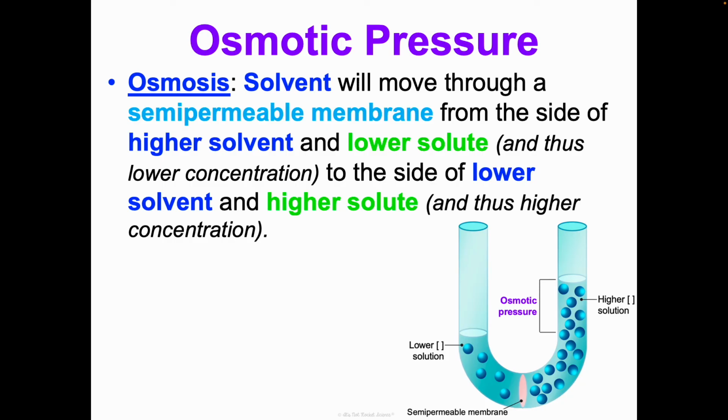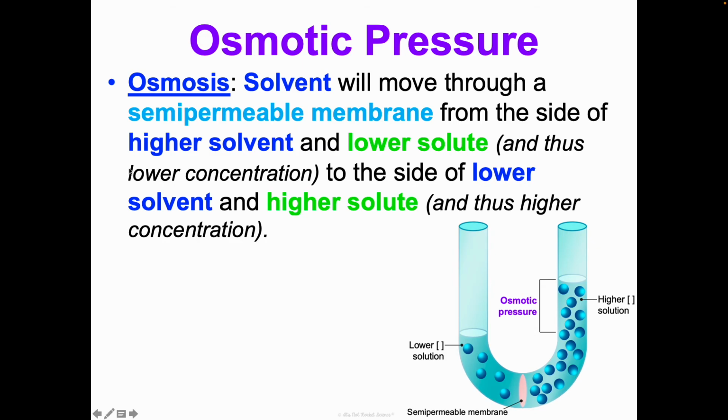Now, osmosis may be a familiar term to you. We talk about this in biology, the movement of water from high concentration of water to low concentration of water, so it's balanced on both sides of the membrane. These definitions don't contradict, but we're going to define it slightly differently for the sake of understanding it in a chemistry context, okay? So osmosis is what we see when solvent will move through a semi-permeable membrane from the side of the higher solvent and lower solute, and thus lower solute concentration or molal concentration, to the side of the lower solvent and higher solute, so the higher solute concentration. Okay, that's what osmosis is.